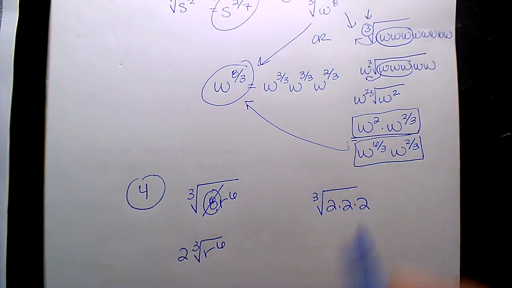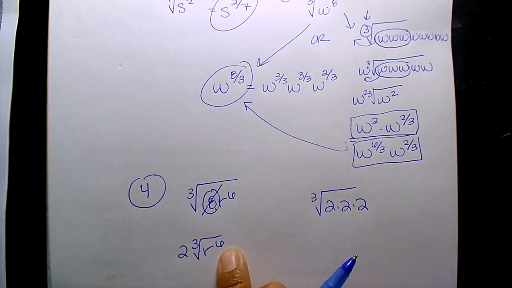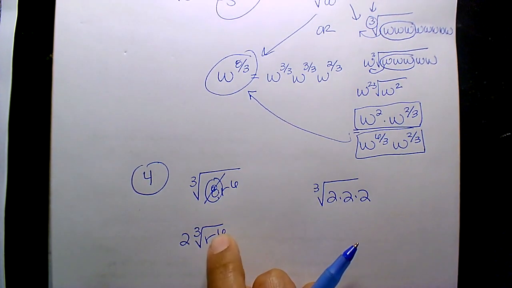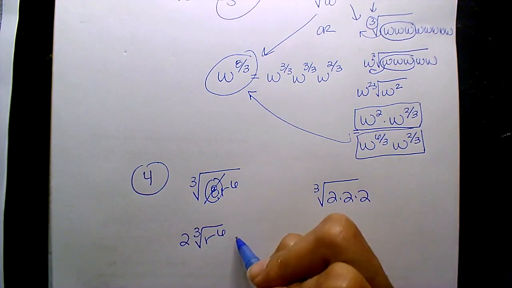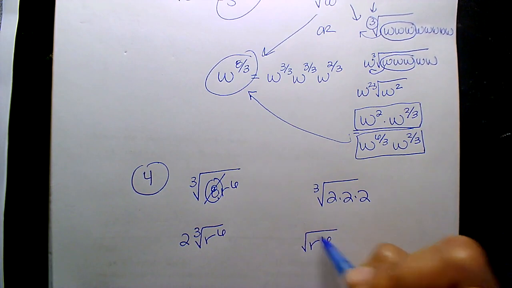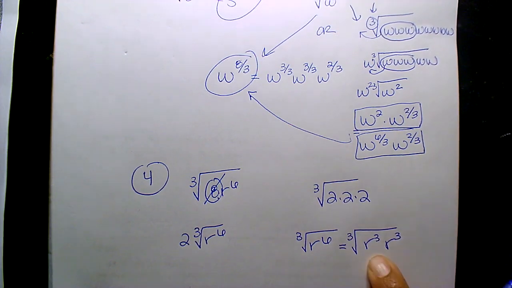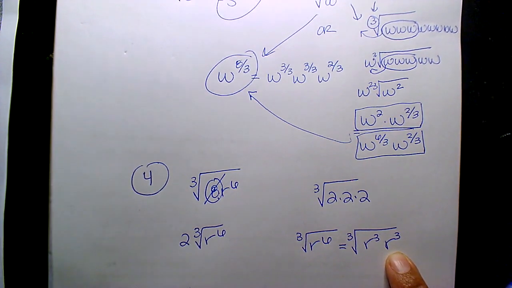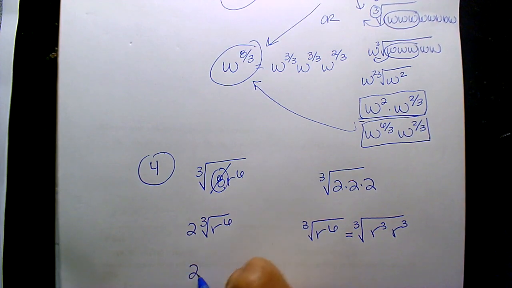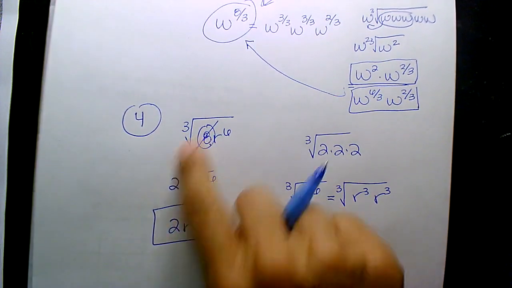Well, how many do I need? I only need 3 for the base to come out. How many do I have? 6. Isn't that greater than 3? So how many of those can I take out? 2, right? Because this is equivalent, if I just put the r to the 6 here, to I have 2 complete r cubes in there. So this is really then 2r squared, and that is your answer to that.